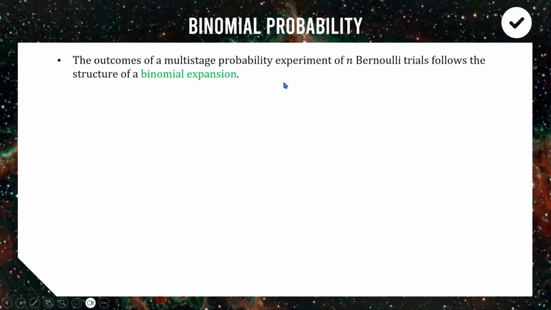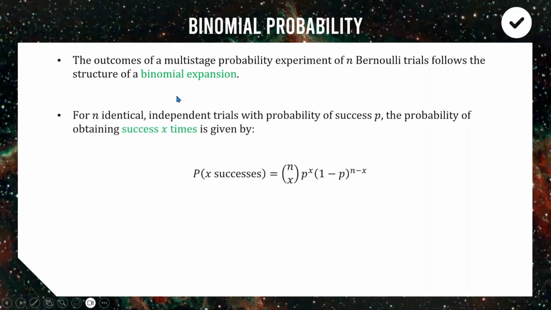So the information for repeated n Bernoulli trials follows the structure of a binomial expansion, which means if you want to find the probability of something happening x times with a probability of p, we do success to the power of however many times you want it to happen.